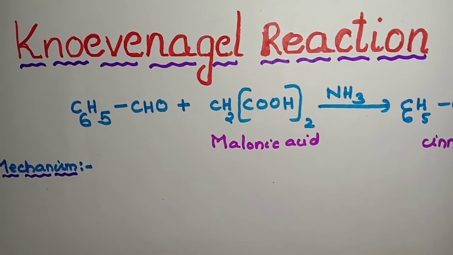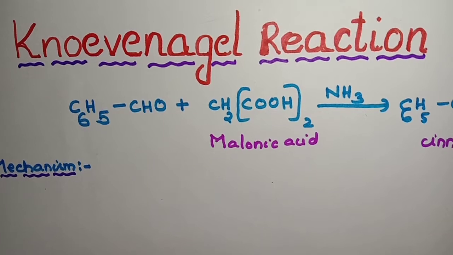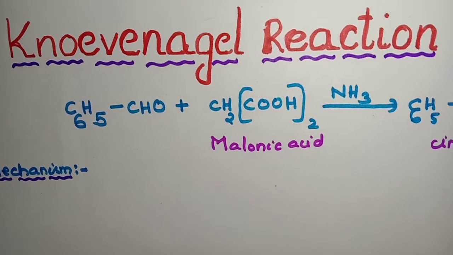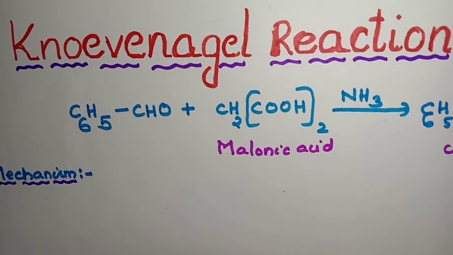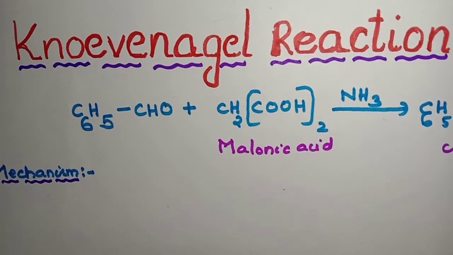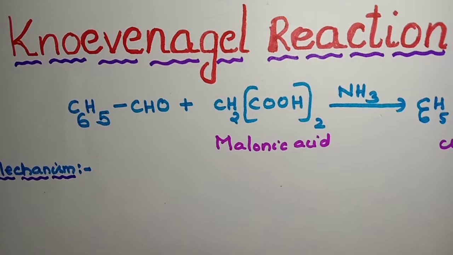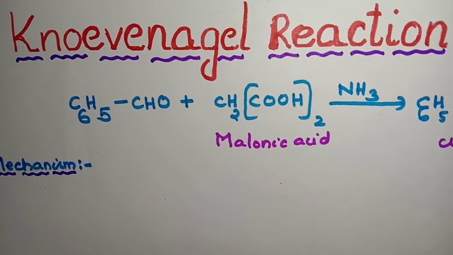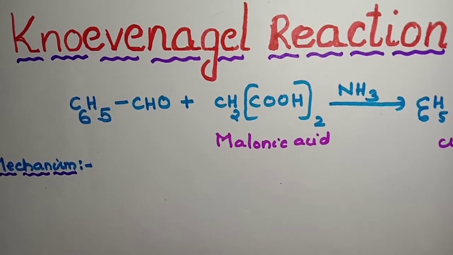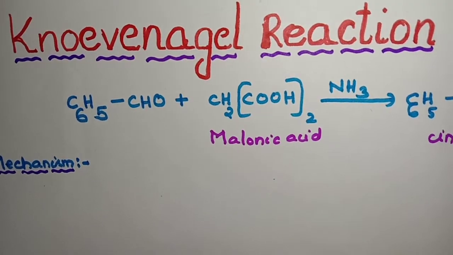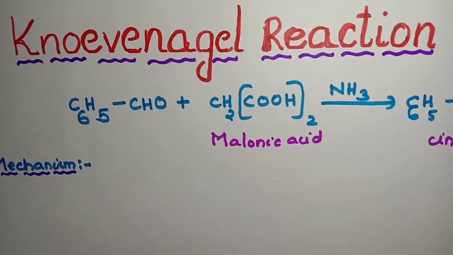So write down the statement for the students. Aldehydes and ketones react with compounds containing an activated methylene group. Underline that, activated methylene group, in the presence of a base and produce alpha, beta unsaturated compounds. Okay. So I want to show you what an active methylene group is.